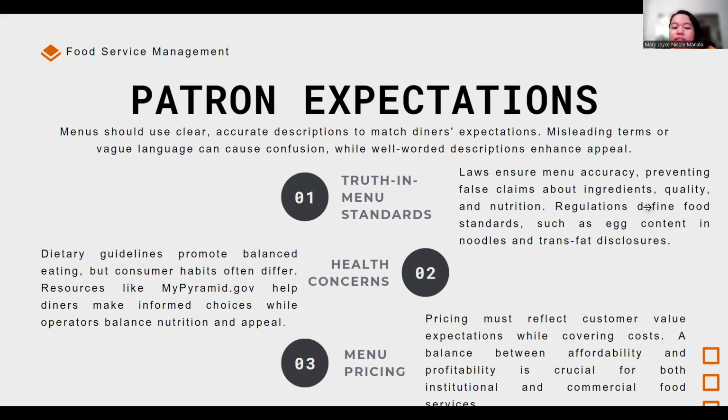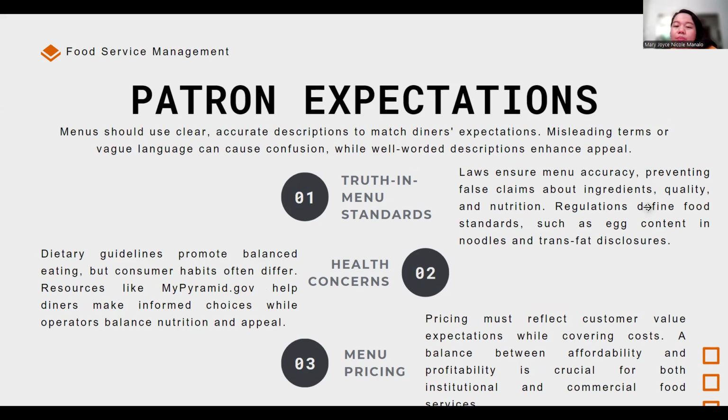So patrons expect menu items to match their mental image, aided by clear descriptions and knowledgeable service staff. Menu terms should be simple, precise, and free from ambiguity to prevent misinterpretation. Unclear and exaggerated descriptions can mislead diners, and foreign terms should be explained. Successful menus balance clarity with engaging descriptions, sometimes using teaser names to intrigue guests.